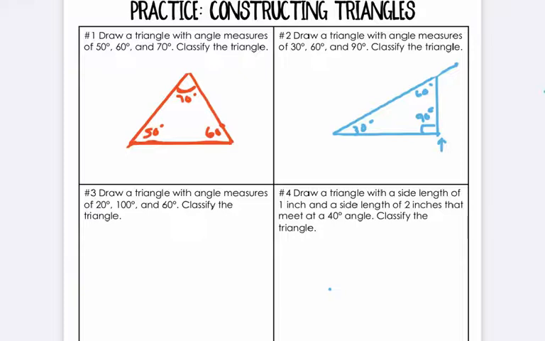I think you can do number 3 with a degree of 160. We're going to skip down to number 4 because we haven't encountered a problem just like this. So let's go ahead. We're going to draw a triangle on number 4 with a side length of 1 inch and a side length of 2 inches that meet at a 40 degree angle. So I would do the angle first, and then we can determine, as long as we get that 40 degree angle in there, we're good.